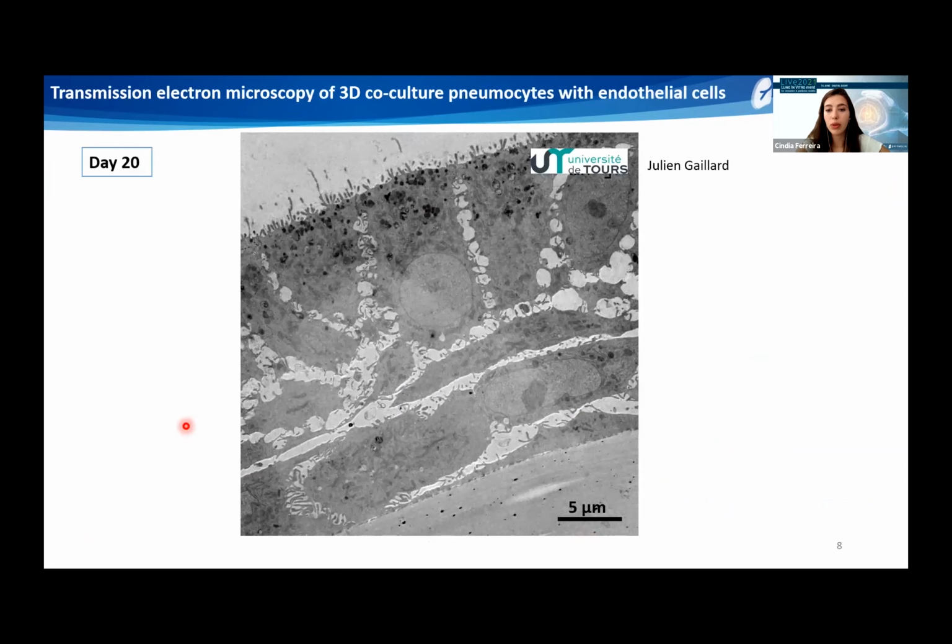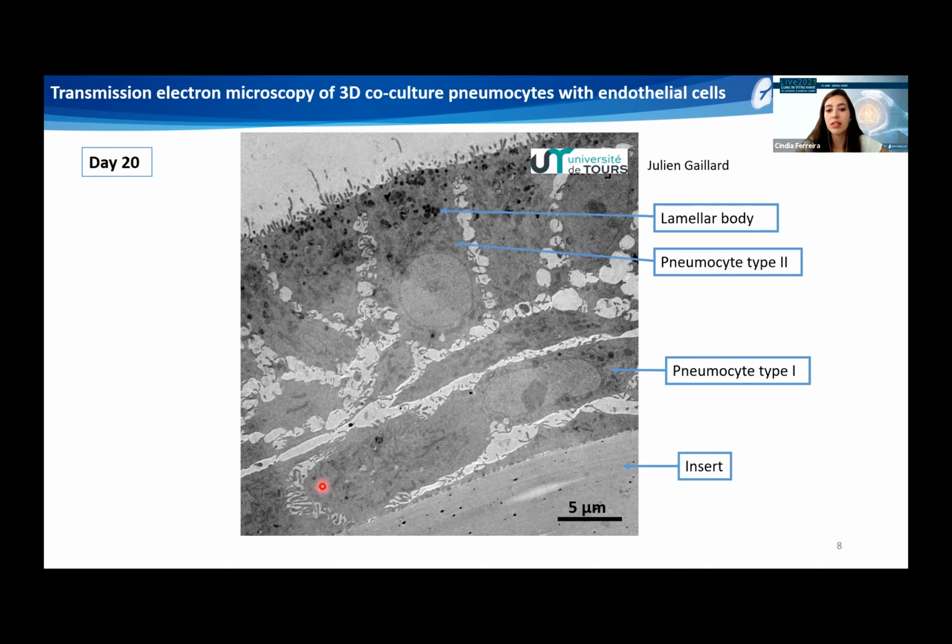So we wanted to go further and did transmission electron microscopy. We sent our inserts to l'Université de Tours, to Julien Gaillard, so we could see how it looked on day 20. So here we have the inserts. There we have a first layer of cells made of type 1 pneumocytes. And here we have a second layer of cells made of type 2 pneumocytes that contains the characteristic lamellar bodies.